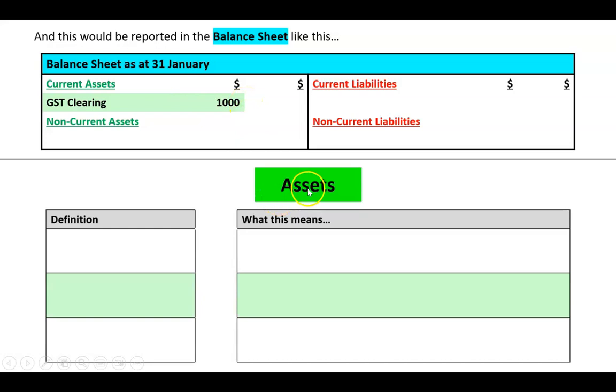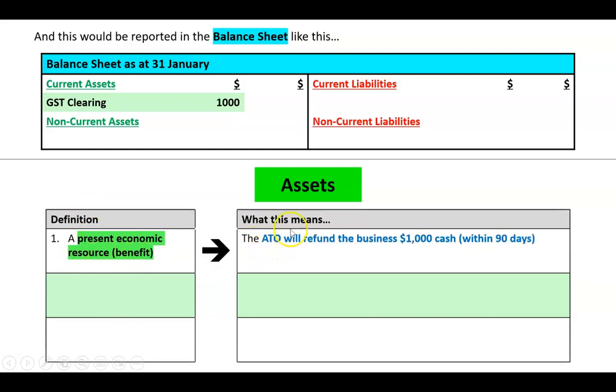Why is this an asset? Well, an asset's got to have three things in part of the definition. The first thing is it's got to be a present economic resource or benefit. What does that mean? It means the ATO, the Australian Tax Office, will give the business back a refund of $1,000 cash, and we'll get it within 90 days. So that is why it's current. We don't need to know the 90 days, we just need to know that it's current. But in the real world, yeah, about every 90 days.